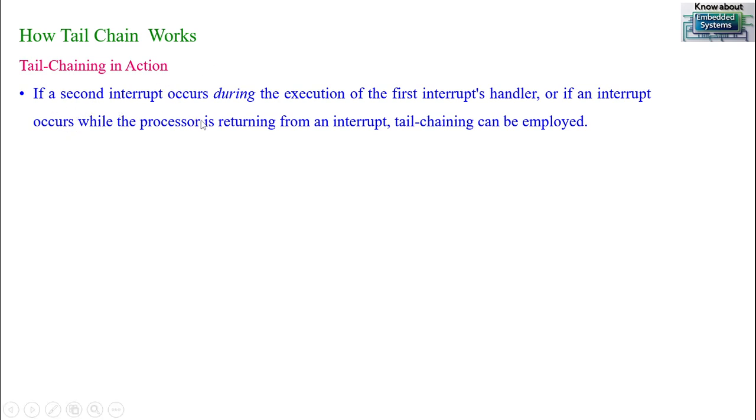Let us assume we have two interrupts. If the second interrupt occurs during the execution of the first interrupt handler, then tail chaining will be employed. This is what I told. If there is only a single interrupt, no need to worry. But if there are multiple interrupts, then tail chaining will come into the picture.